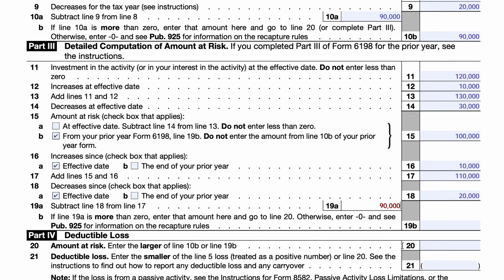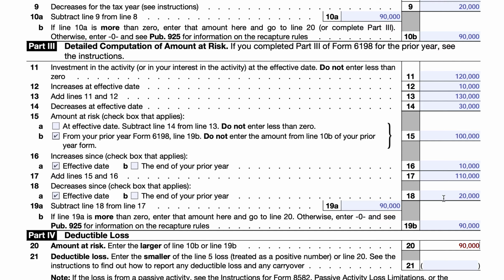If line 19A is more than 0, you would enter that amount and go to line 20. Otherwise, enter 0. And then you would have to go to the IRS publication 925 to see what you would do, since that's the publication that has to do with basis and recapture. So enter the larger of either 19B or 19A. In this case, this is the same, mainly because I backwards engineered the result more to kind of walk through how you would calculate this.